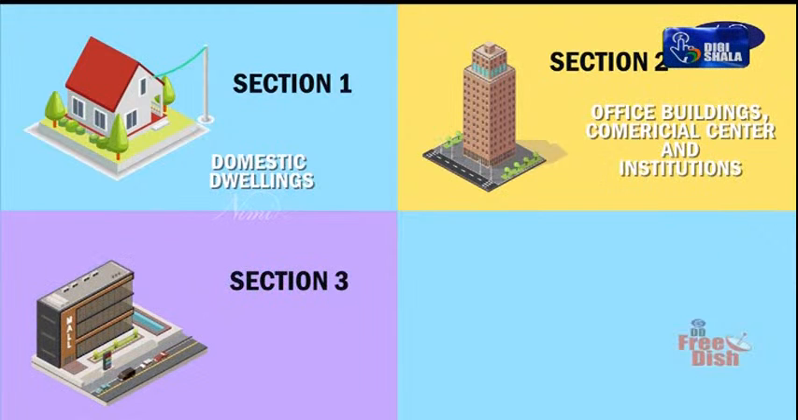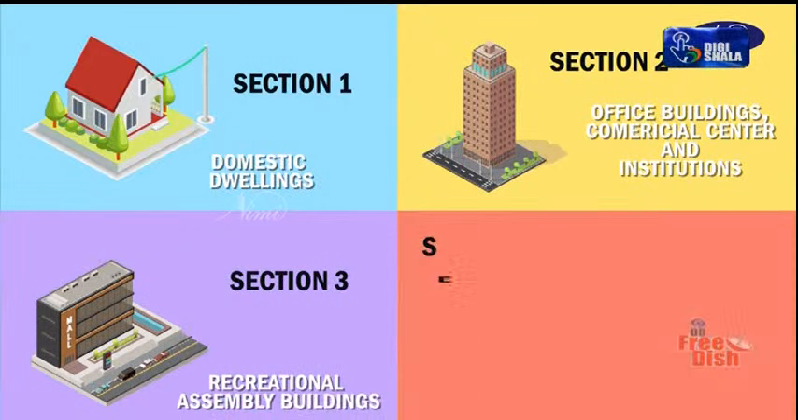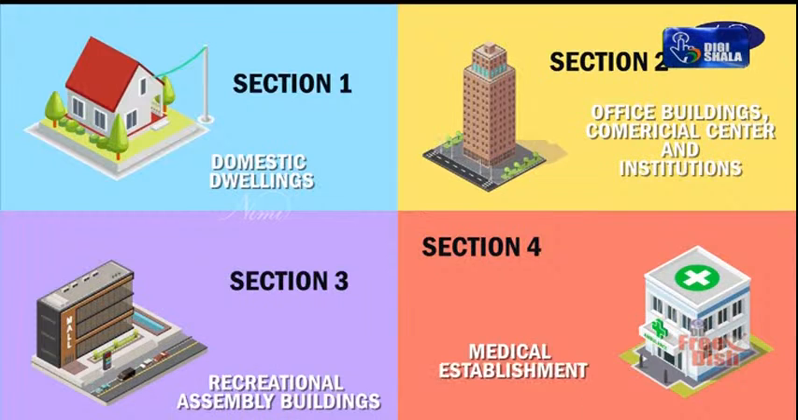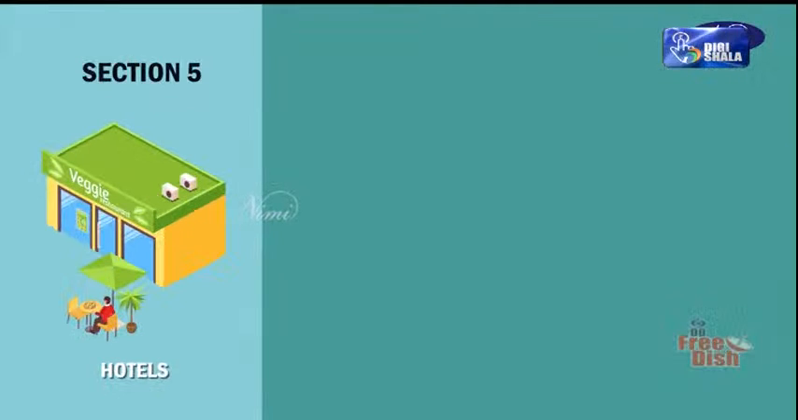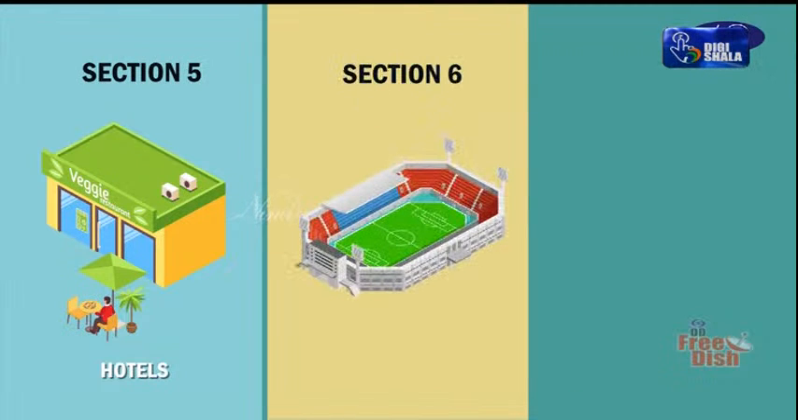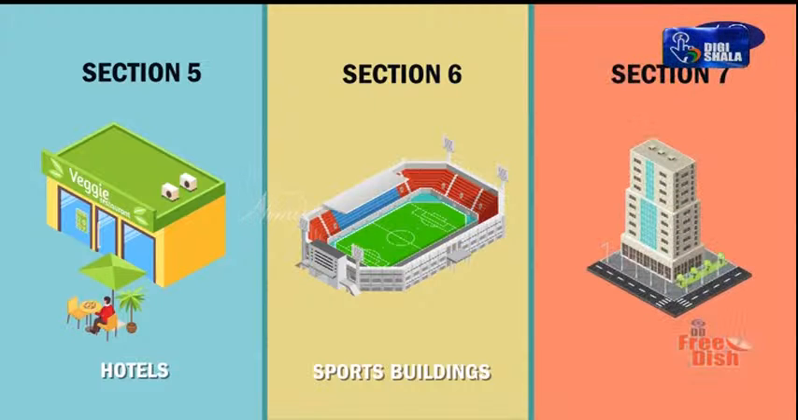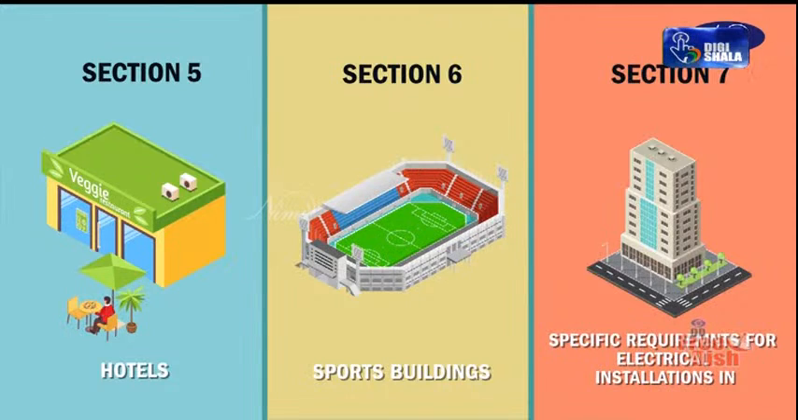Section 3 covers recreational and assembly buildings. Section 4 covers medical establishments. Section 5 covers hotels and Section 6 covers sports buildings. Section 7 explains the specific requirements for electrical installations in multi-stored buildings.